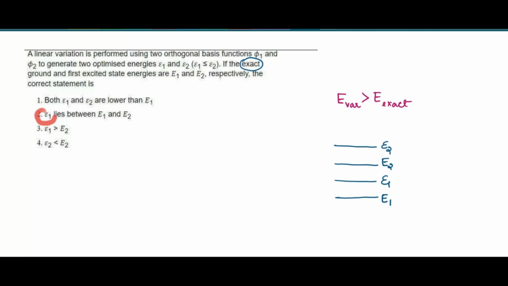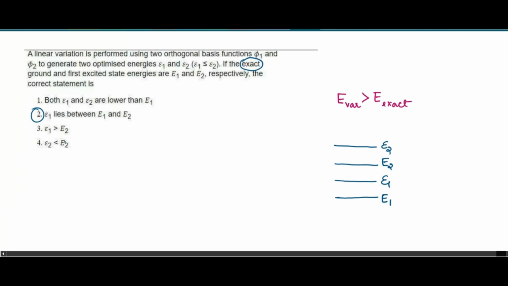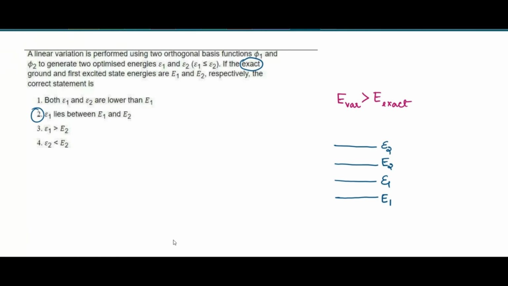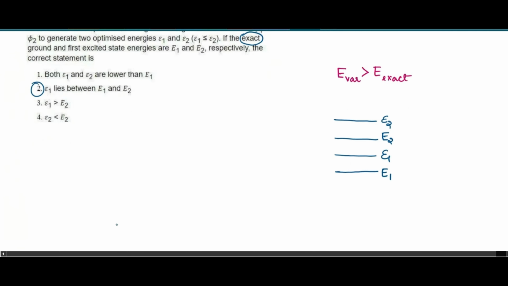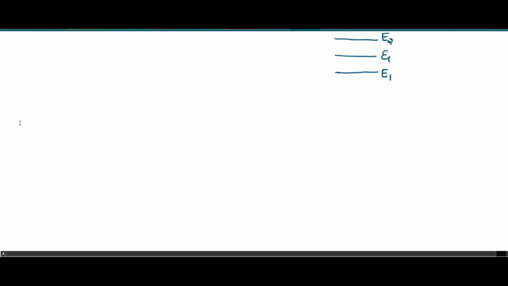You have your epsilon1 between E1 and E2. Option 2. Option 2. Okay. Another question. Okay.